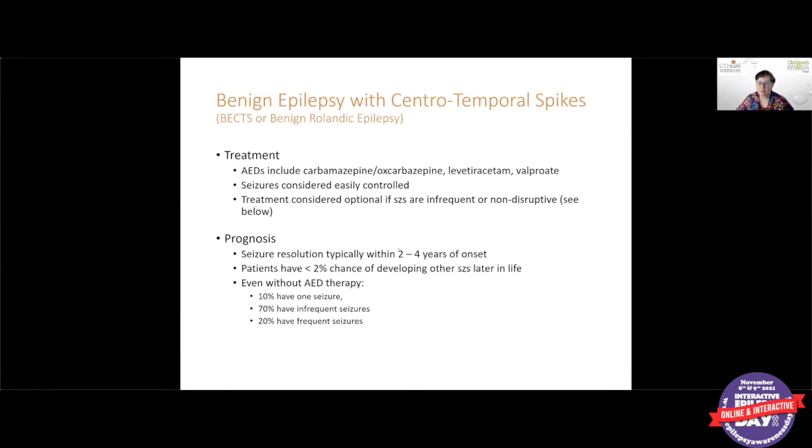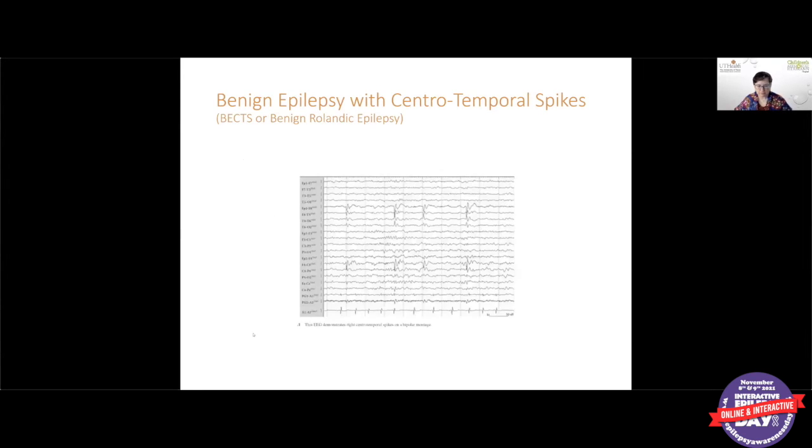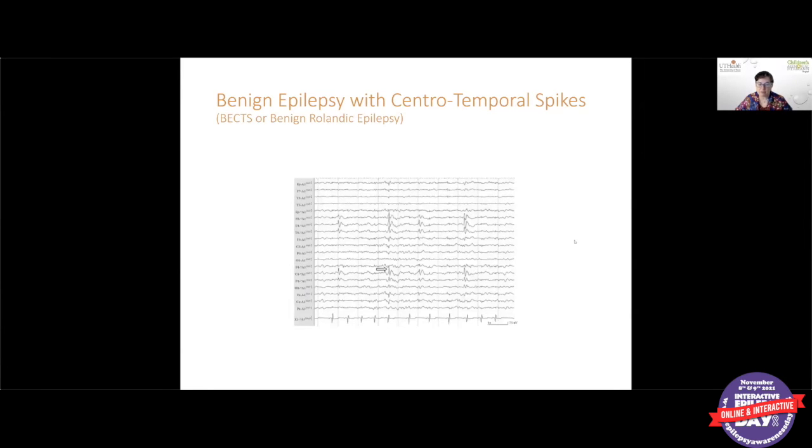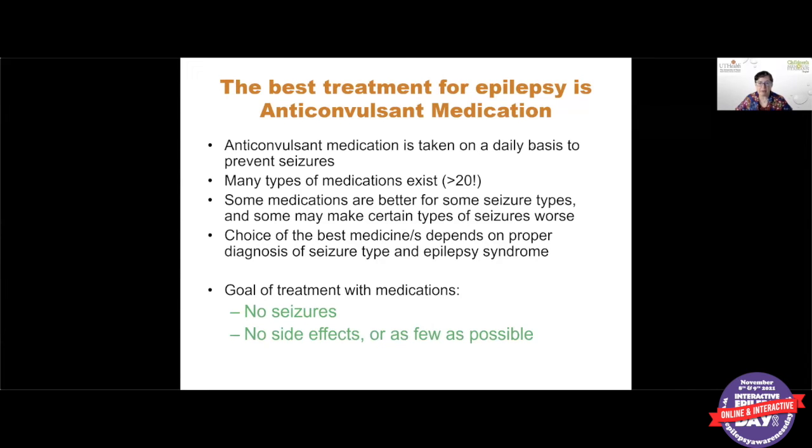Usually this type of epilepsy is something that kids can grow out of, and so seizures usually resolve within 2 to 4 years of the time they start. And some children may have seizures at other times later in life. This is just an example of what the EEG looks like in benign Rolandic epilepsy. So you have what we call focal discharges coming in from a very particular part of the brain.